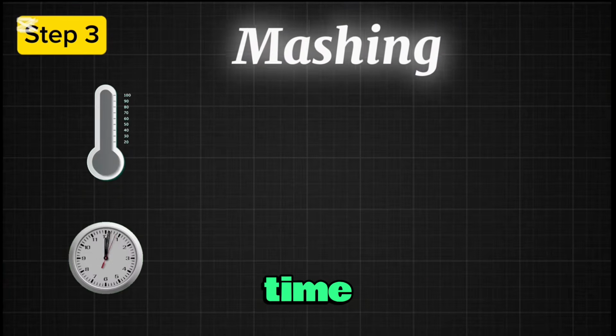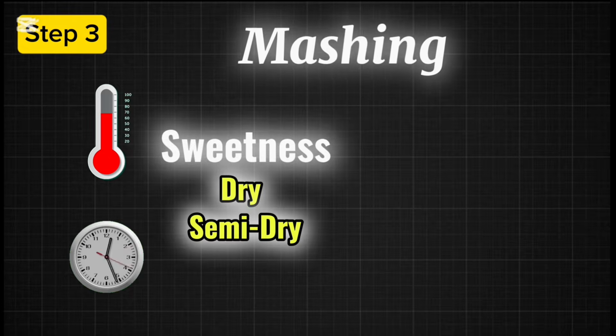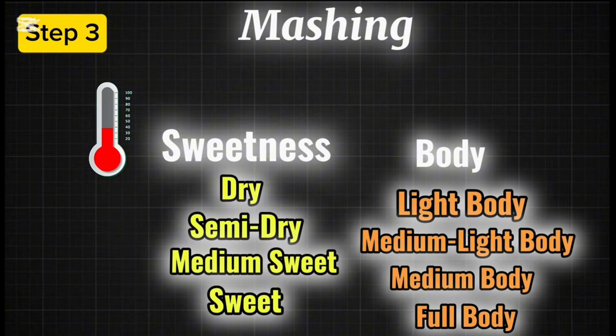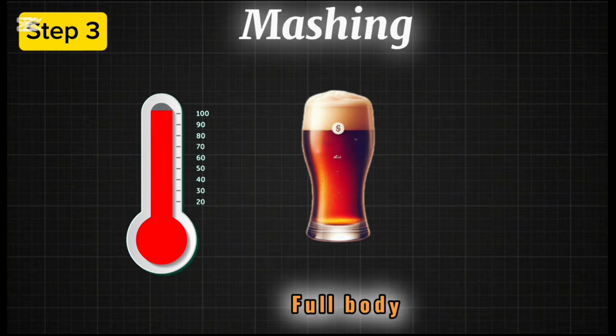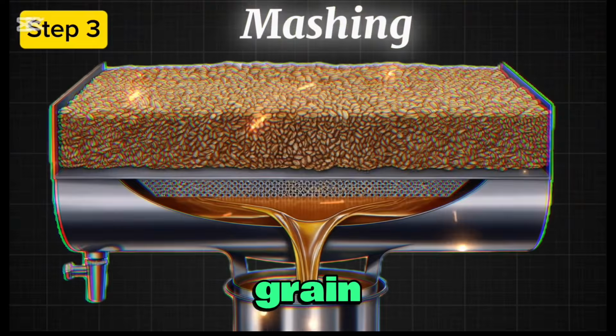The temperature and time of mashing determine the sweetness and body of the beer. If the mash is done at a lower temperature, the beer will be lighter, while higher temperatures create a fuller-bodied beer. The wort is then separated from the solid grain husks.